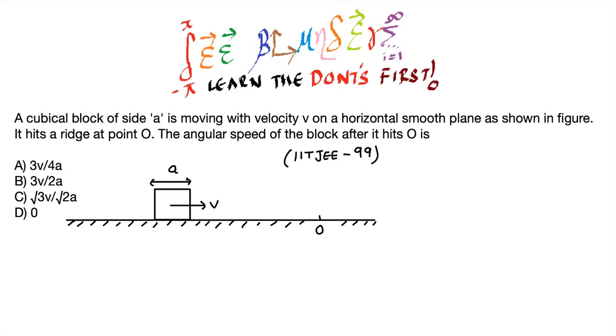Today I thought we would try a problem that is almost as old as I am, from IIT JEE 1999. And so here's the problem. A cubical block of side A is moving with velocity v on a horizontal smooth plane. So this is the frictionless plane. This is the cubical block of side A moving with constant velocity v. It hits a ridge at point O here. The angular speed of the block after it hits O is, and we have four options: 3v by 4a, 3v by 2a, root 3v by root 2a, and 0.